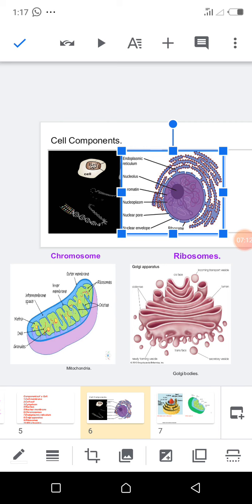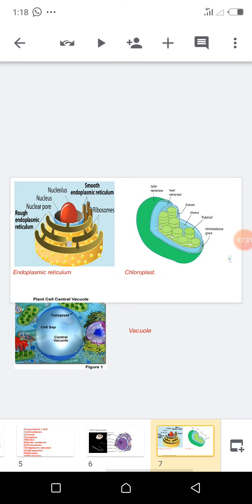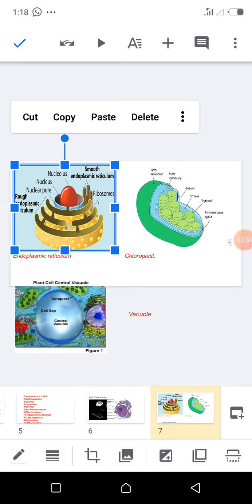Onto Golgi apparatus. They are a system of membrane-lined sacs, usually stacked one on top of the other, just as you see in the picture, and they transport materials in the cell to the endoplasmic reticulum. And the function is to transport protein synthesized by the ribosomes that are usually attached to it around the cell.